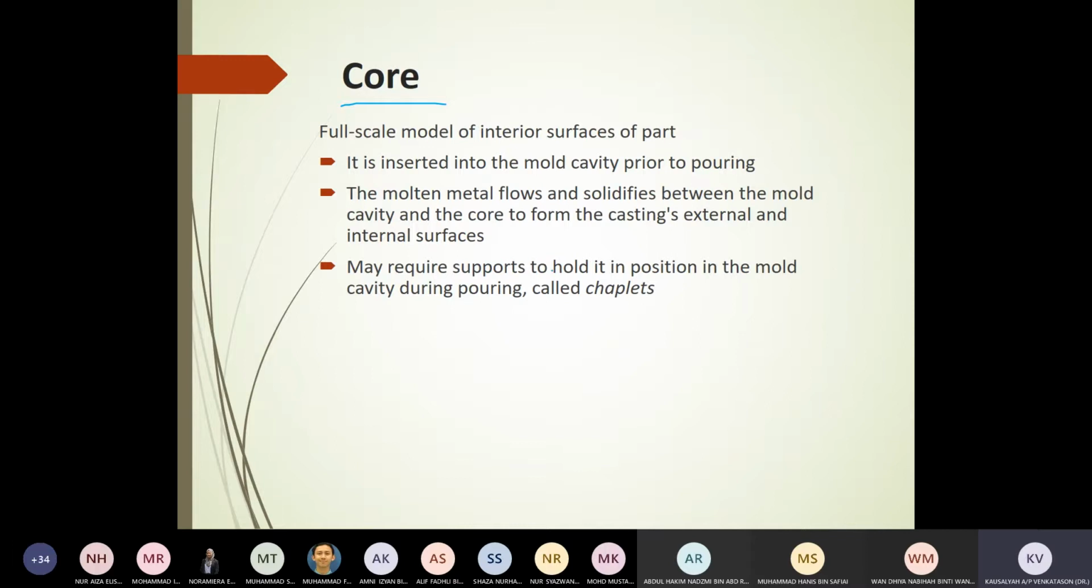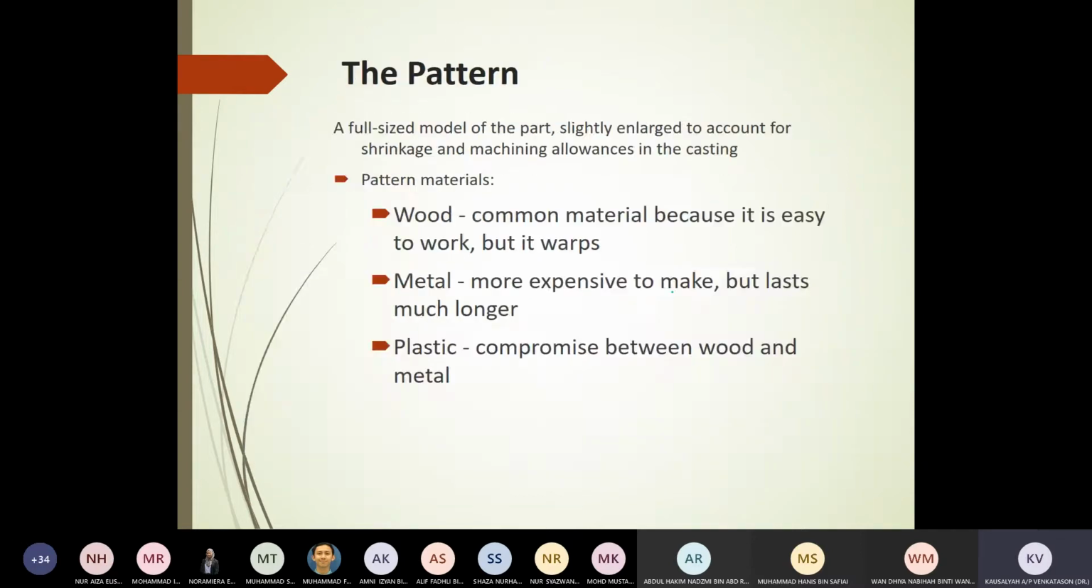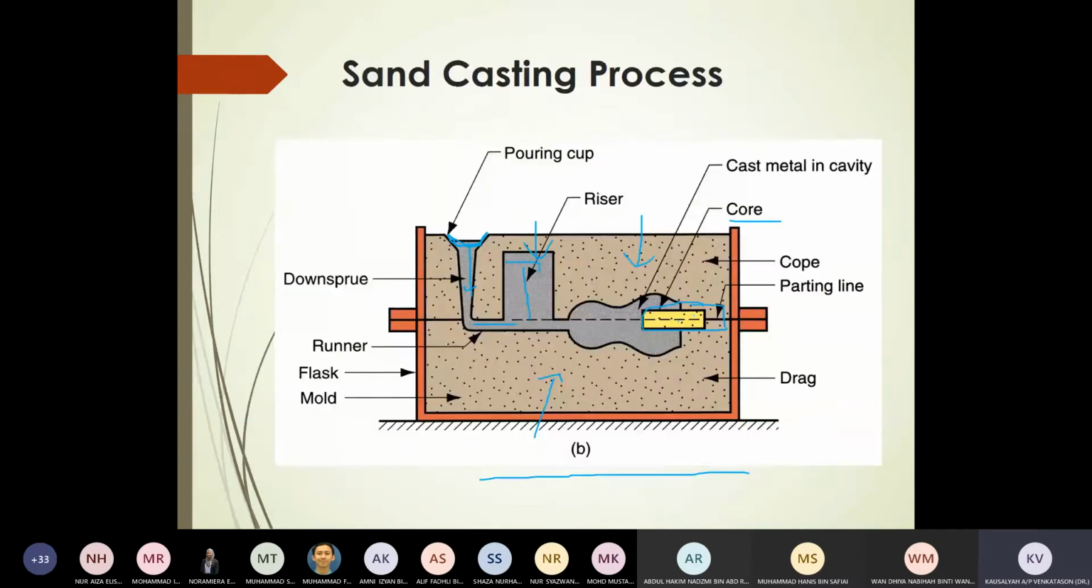It may require supports to hold it in position in the mold cavity during pouring. And these supports are called chaplets. Why do you need supports? In case it tilts or shifts direction.